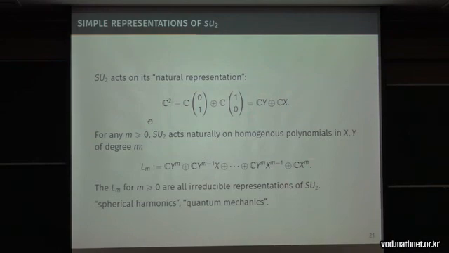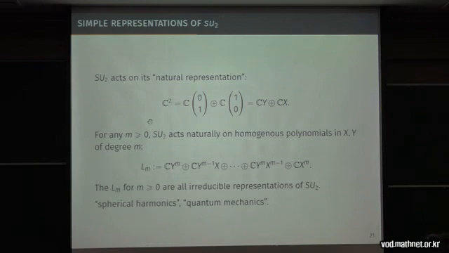And this vector space is an irreducible representation of SU2. And all irreducible representations are of this form. So there's one representation of every dimension, and it's precisely given by this. And this representation is enormously important in, for example, spherical harmonics, the analog of Fourier series on the sphere, and also in quantum mechanics. It's a very incredibly fundamental basic object.